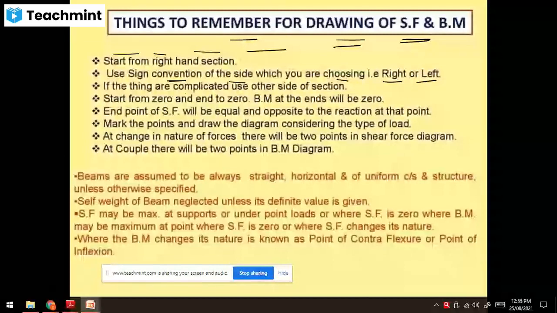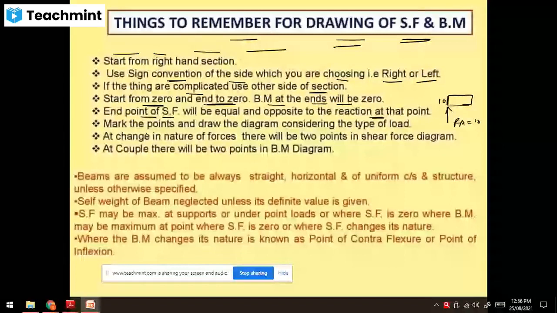If the things are complicated, then use the other side of the section. Then start from 0 and end at 0 also, meaning from one support to the other support. Bending moment at the end will be 0, that is for simple support. The end point of shear force will be equal to and opposite of the reaction at that point. Correct. Because if RA goes upward, then the shear force diagram goes like this, and the magnitude here is 10, this is also equal to 10.